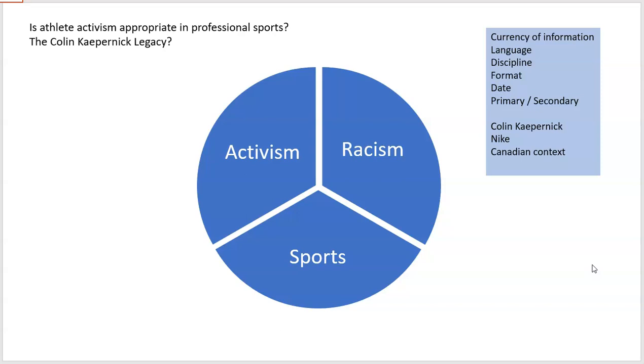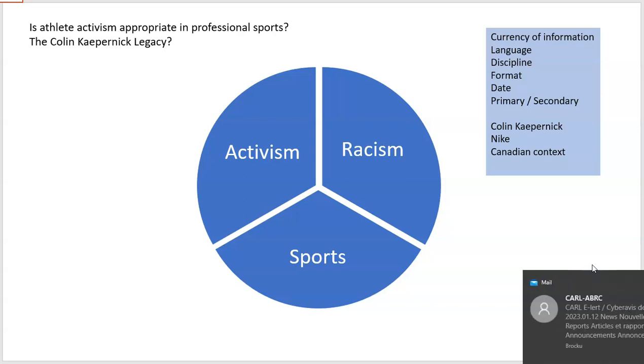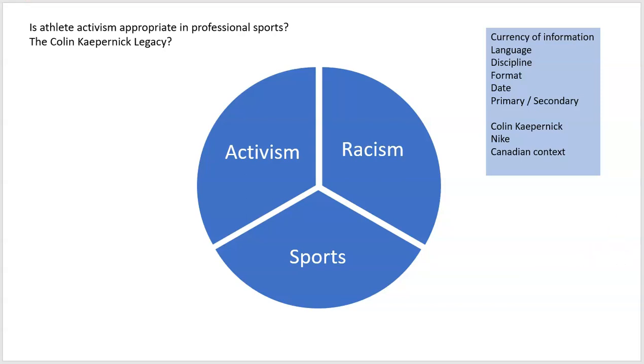But on the top right-hand corner, how current must the information be? I'm looking for things in language that is English. I'm looking for things that are disciplinary in sports. I'm not towards the sociology side. It's not politics. Format, the type of resources I'm going to use. Date. Everything happened since 2016 for the Colin Kaepernick legacy. But indeed, this issue has been in the literature, news, and academic for many years. I'm looking for primary and secondary sources, and I can't not look at my example, Nike, Kaepernick, and again, I can't forget about that Canadian context as well.